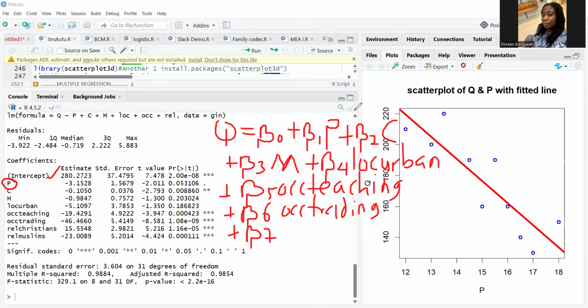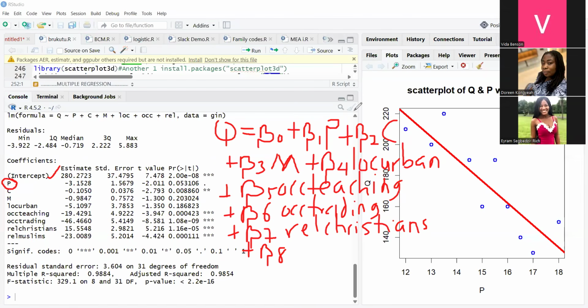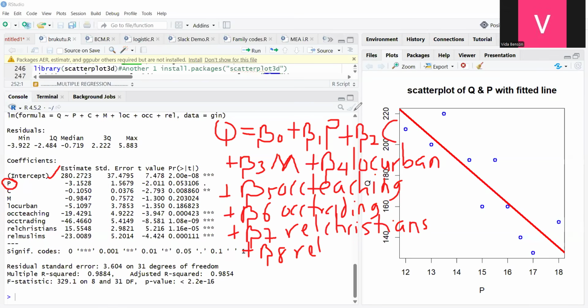Real Christians. I just hope that you are all writing. If you are not writing, it's not good. Suppose it is actually Christians, but the person wrote Christian, the person gets 0. So please pay attention to exactly how it is written. Then you write beta 8. What is the next one? Vida. Real Muslims.